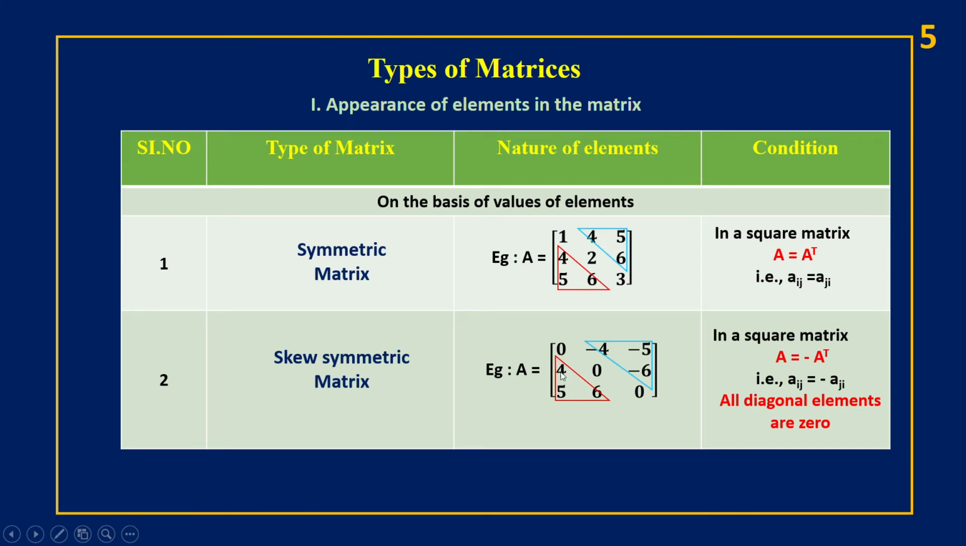So here, the first column 0, 4, 5 are the elements, and the first row is 0, minus 4, minus 5. We can write the condition as A equal to minus A transpose. It is otherwise defined as Aij equal to minus Aji. The other condition is that all diagonal elements should be 0 for a skew symmetric matrix. So for a skew symmetric matrix, two conditions are there. One is the negative of those values, the other is that the principal diagonal elements should be 0.